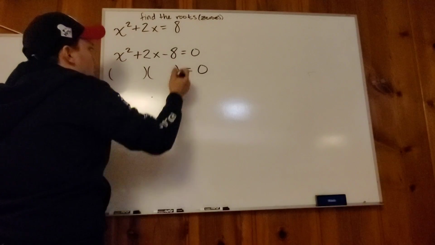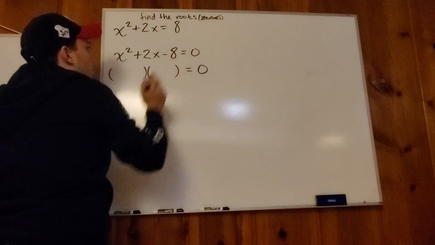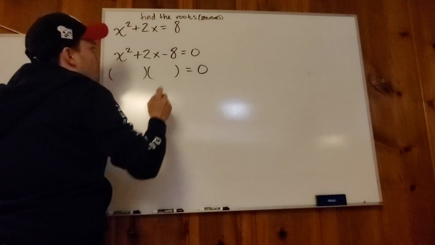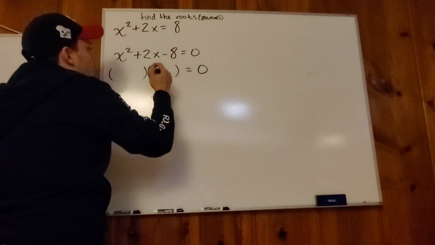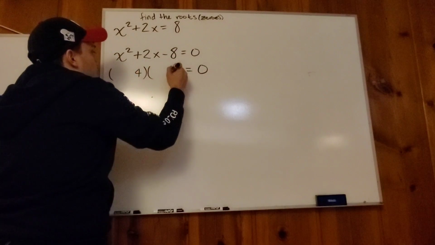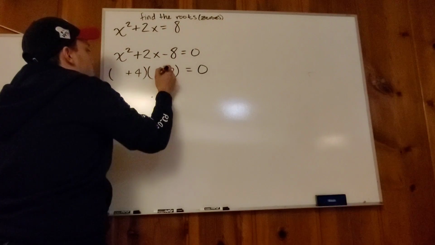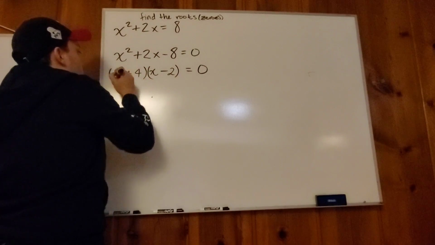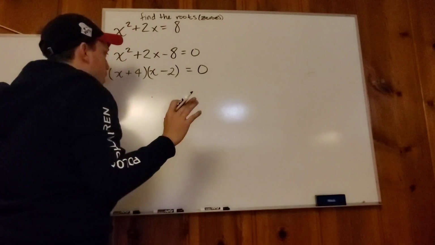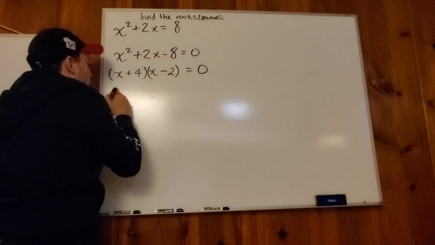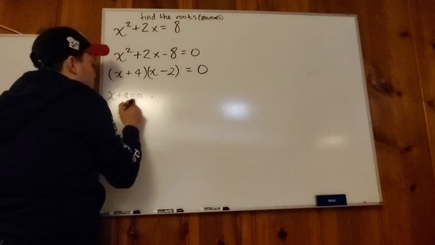So to factor, we just need to know the factors of 8. And the factors of 8 are going to be 4 and 2. Because the 2 is positive here, it's going to be plus 4, minus 2. Done. I'm done factoring, but that's not the answer. The answer is going to be x plus 4 equals 0 to solve for x.